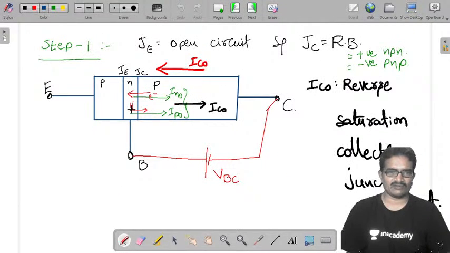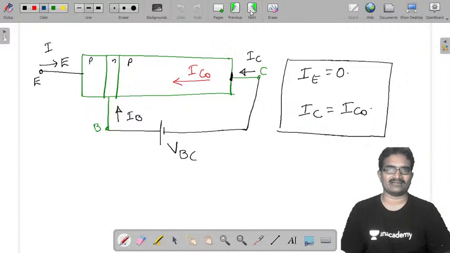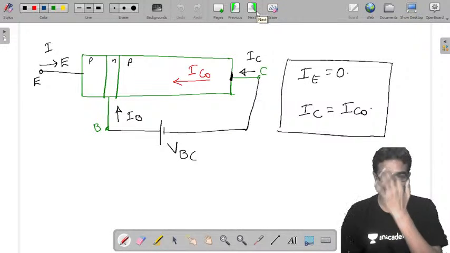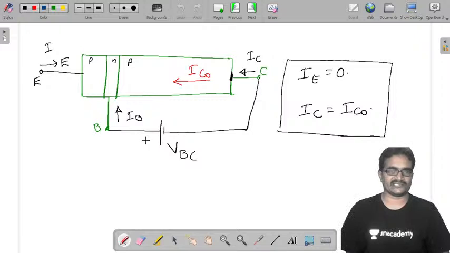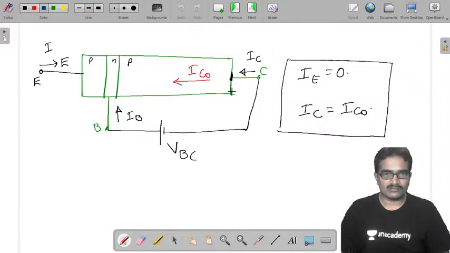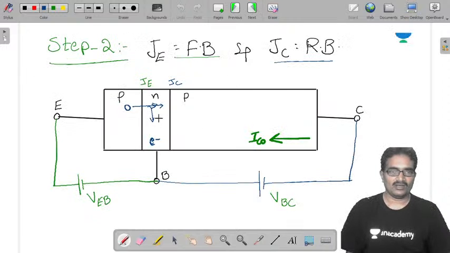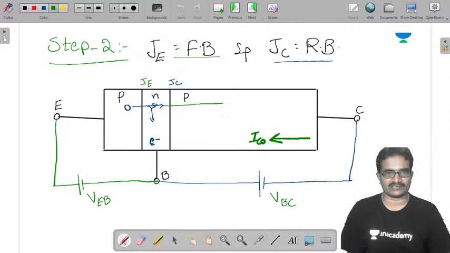Just check the previous one. What are the holes present in N region? They are moving from base to collector. Now holes are moving like this. These holes are entering into the collector region. Okay, already we know that.